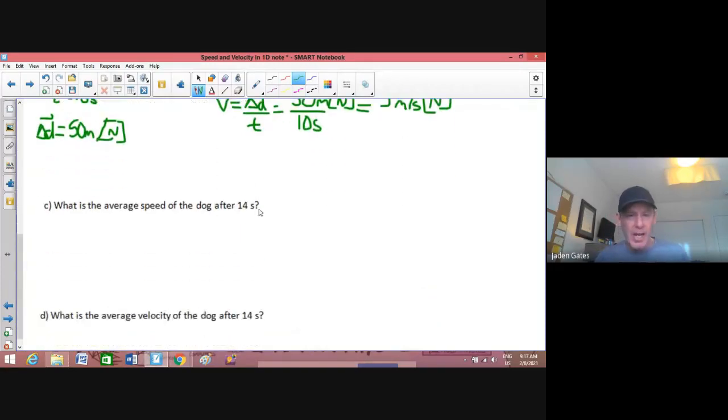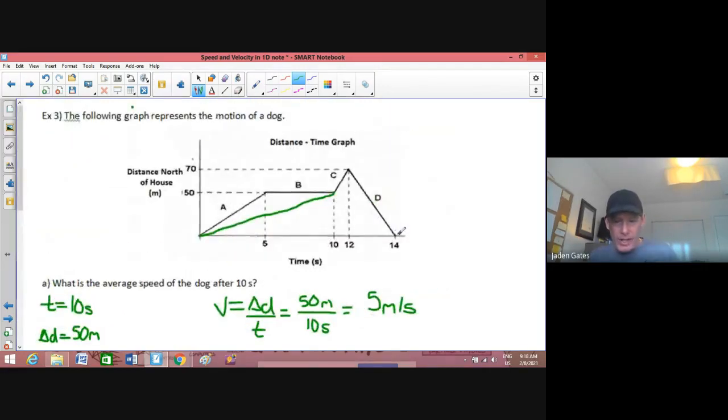Again, going back to speed after 14 seconds. All right, so surprise, surprise, you know what formula I'm using. V equals delta D over T. All right, again, now we're looking at 14 seconds. So now I have to figure out the distance this dog traveled. So again, I go back up to the graph, and at 14 seconds, let's see here. So the dog traveled 50. So I'm gonna do my tally over here for 14 seconds, delta D. All right, so I have traveled 50 meters.